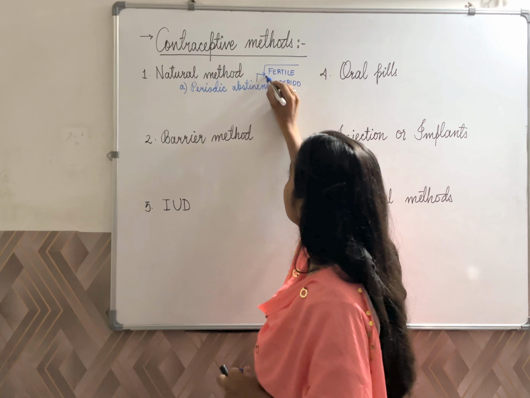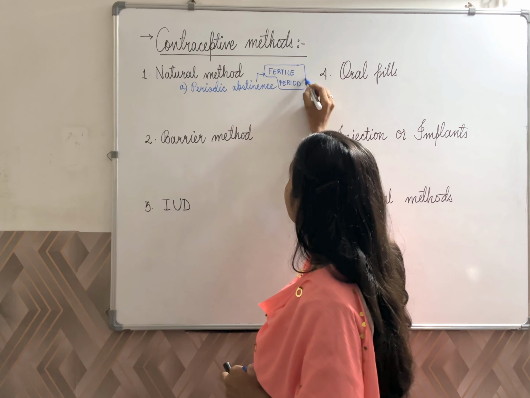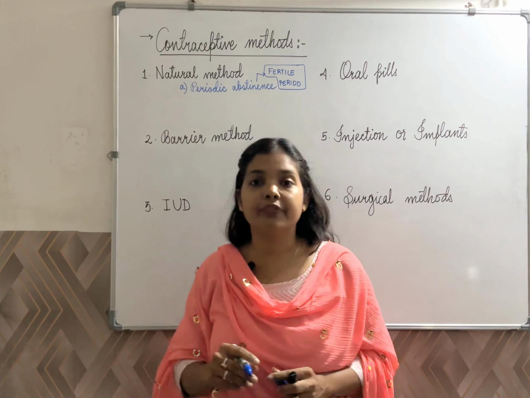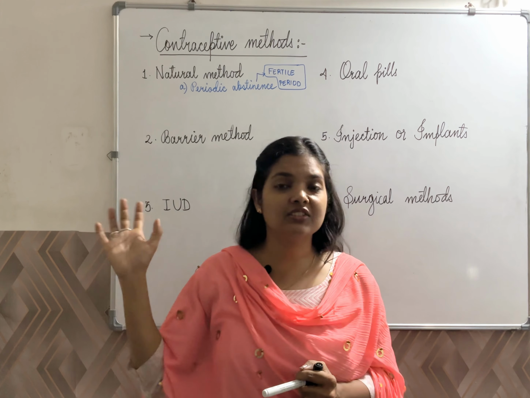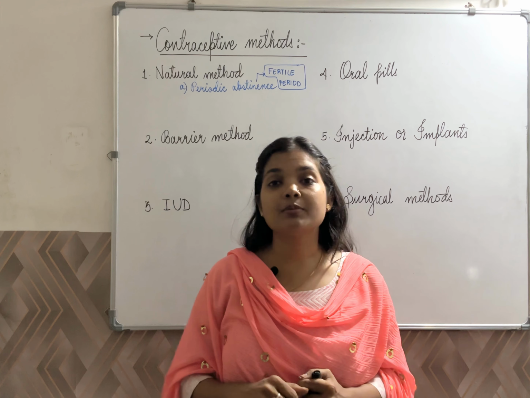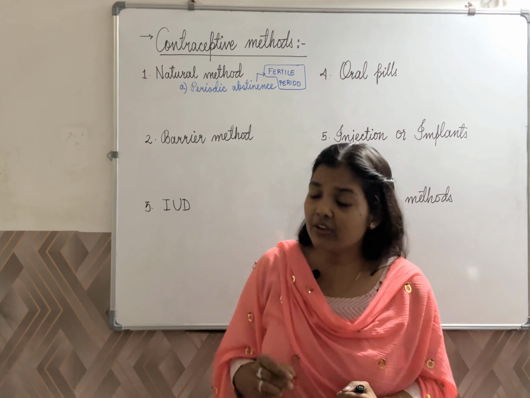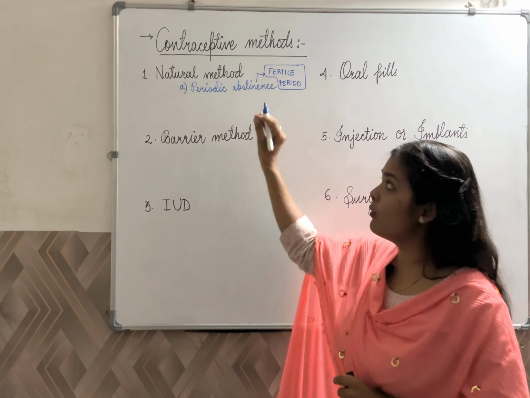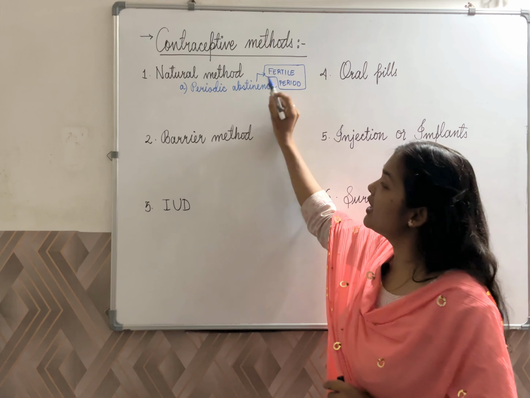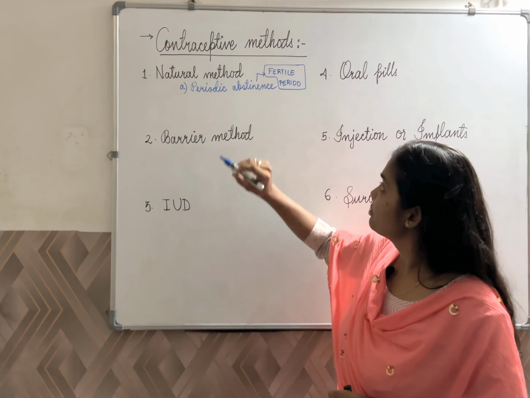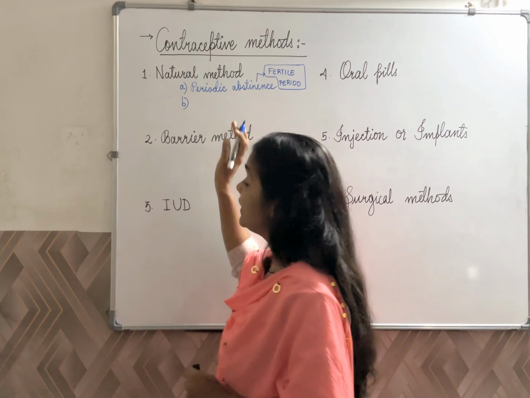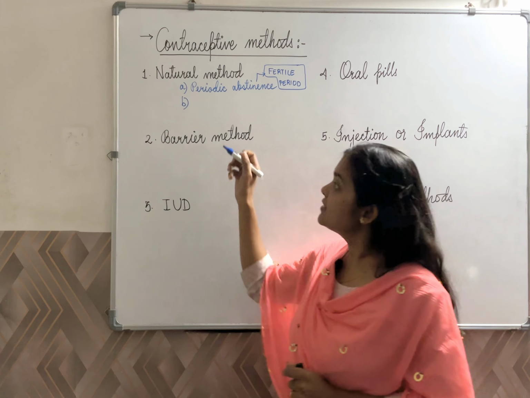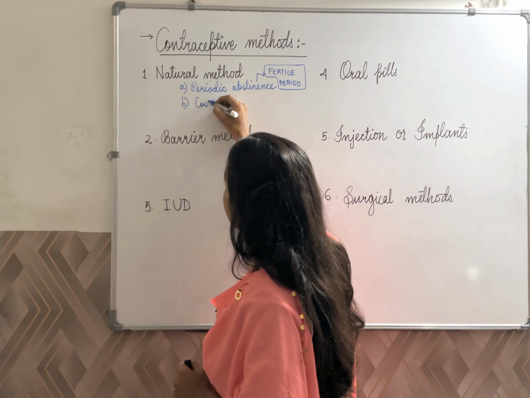Now, if during this 10th to 17th day period a coitus is had, the chances of conception are maximum. That is why if naturally a couple wants to avoid pregnancy, they can always avoid this time period. Since the periodic method depends upon the dates, we also call it the calendar method. Next is called coitus interruptus.